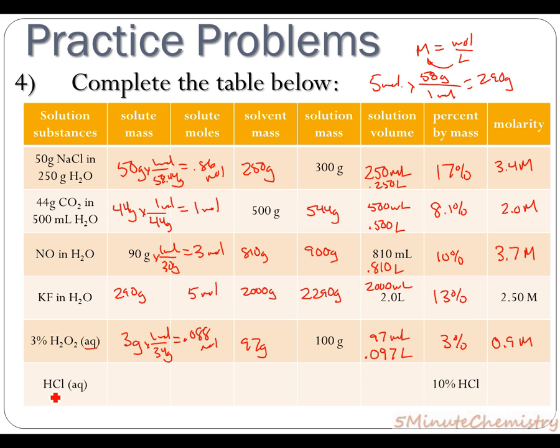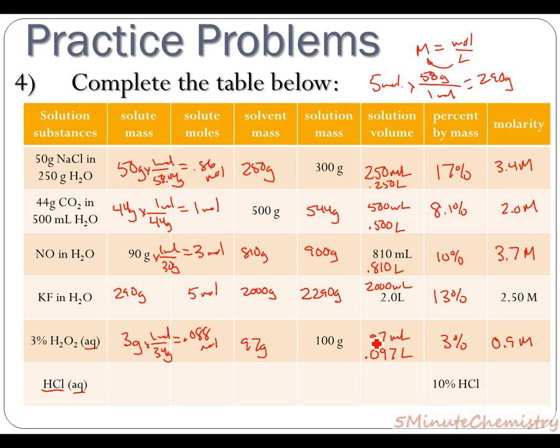All right, now our final sample, all we know is that this is a hydrochloric acid solution, and it is aqueous, so that's water-based. It's given here that this is a 10% hydrochloric acid solution. But the problem that we face here is that we don't have any values. I don't know the mass, I don't know the volume. All I know is the percent by mass.